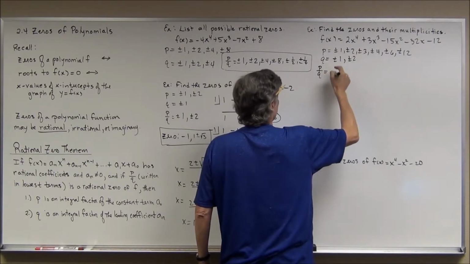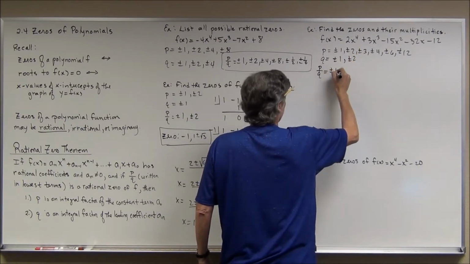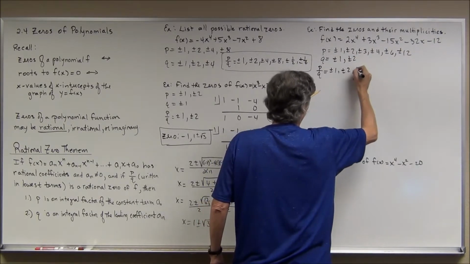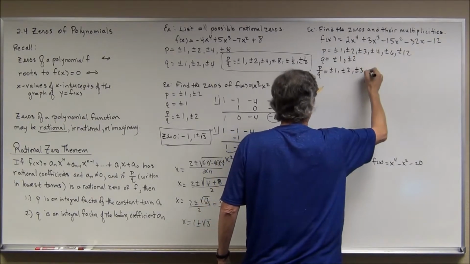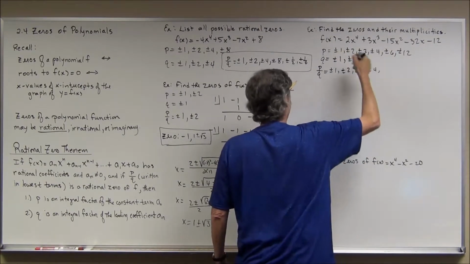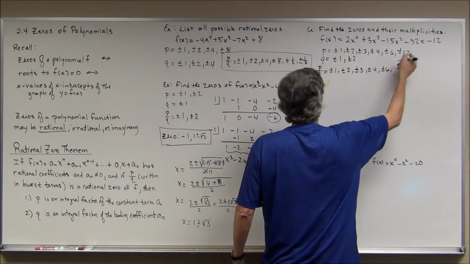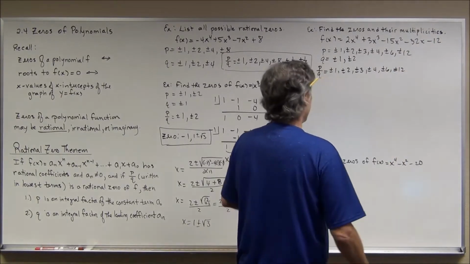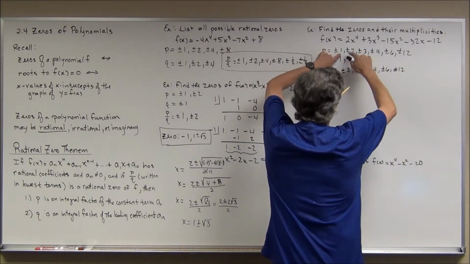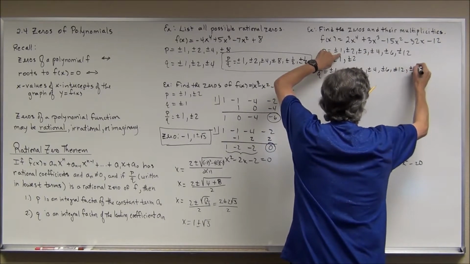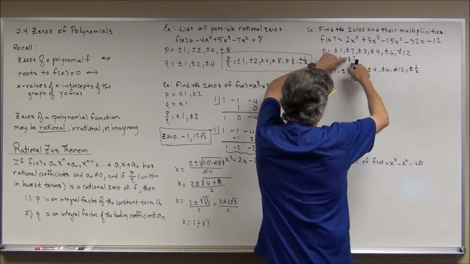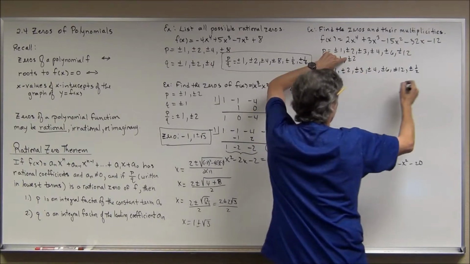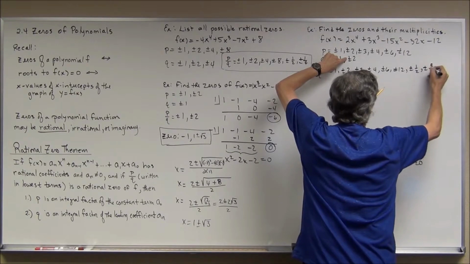P over Q could be plus or minus 1 over plus or minus 1, plus or minus 2 over plus or minus 1, plus or minus 3 over plus or minus 1, plus or minus 4 over plus or minus 1, plus or minus 6 over plus or minus 1, plus or minus 12 over plus or minus 1. So I have all those. Now let's see what happens if you put it over 2. Plus or minus 1 over plus or minus 2 is plus or minus a half. Plus or minus 2 over plus or minus 2, 2 over 2 is 1. I have that. Plus or minus 3 over plus or minus 2 would be plus or minus 3 halves.